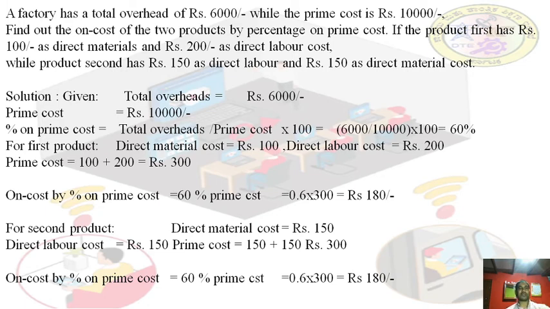A factory has a total overhead. That means it is manufacturing n number of products, not only the two. They have asked us to find out the on cost of the two products. So you have to find out the overhead of these two components. On cost is nothing but overhead charges.